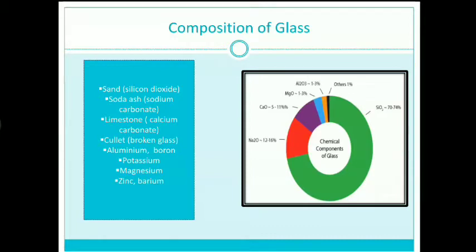Purple color indicates... Blue color indicates the magnesium oxide, almost 1 to 3%. Then orange color indicates the aluminum oxide, that is 1 to 3%, and black color indicates the others, 1%, which may be zinc or barium or potassium and magnesium. So this is the composition of a glass.